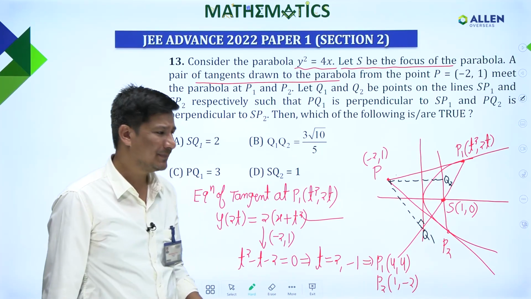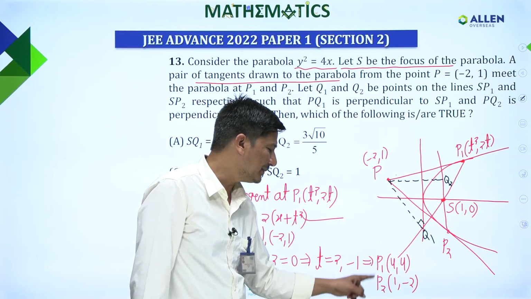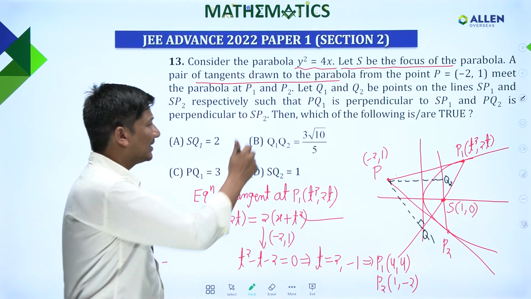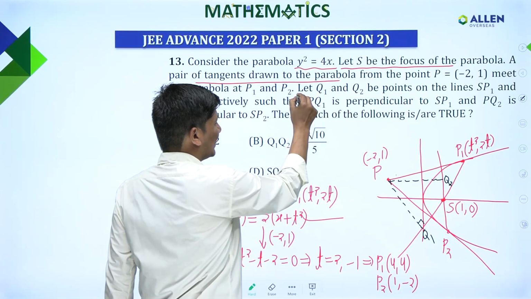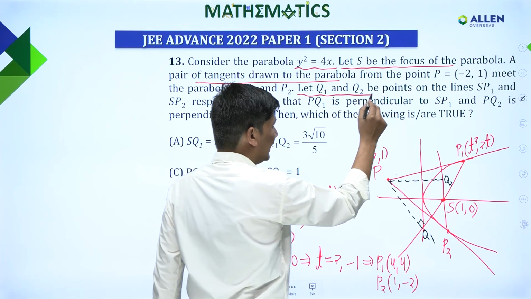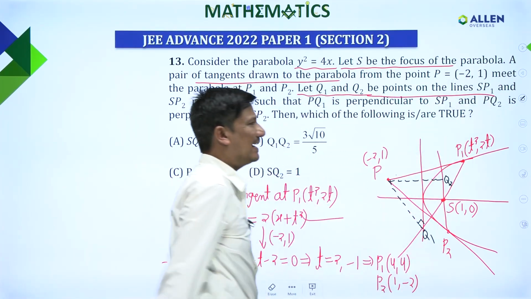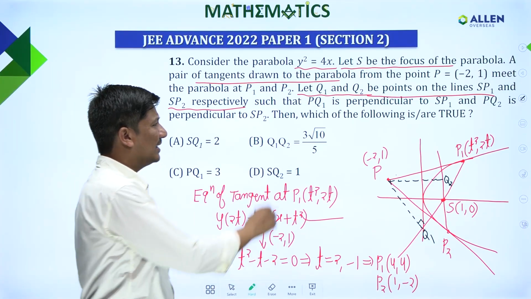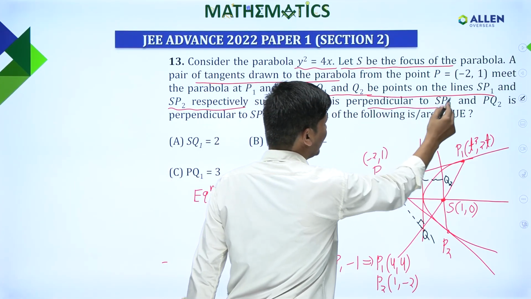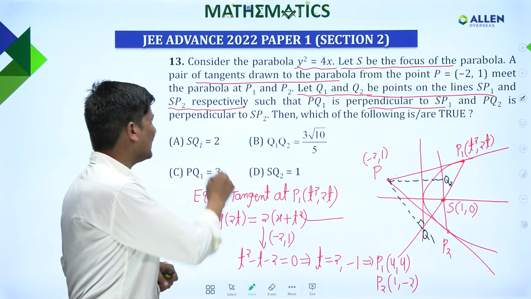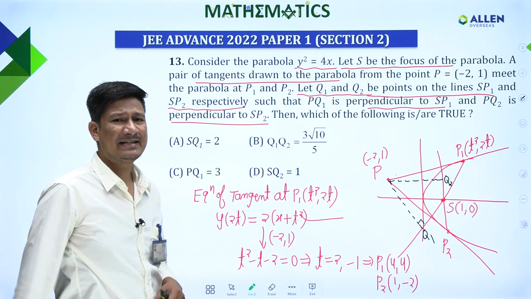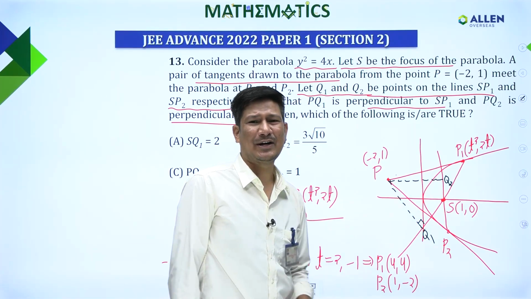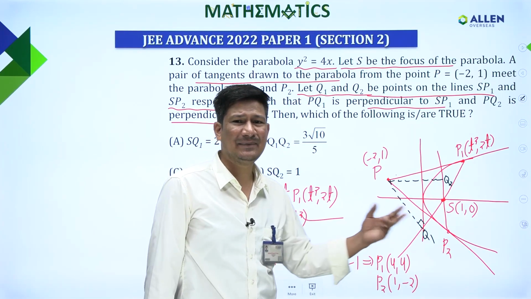So put the values of t, P1 comes out to be (4, 4) and P2 comes out to be (1, -2). Okay, now guys, next part of the question: let Q1 and Q2 be the points on the lines SP1 and SP2 respectively, such that PQ1 is perpendicular to SP1 and PQ2 is perpendicular to SP2. Guys, see carefully. Q1 and Q2 are two corresponding points on the lines SP1 and SP2.